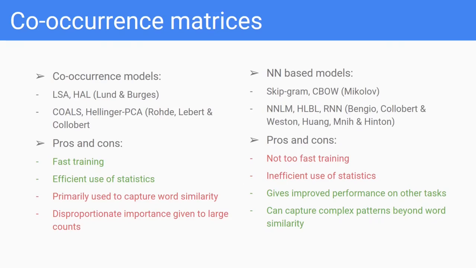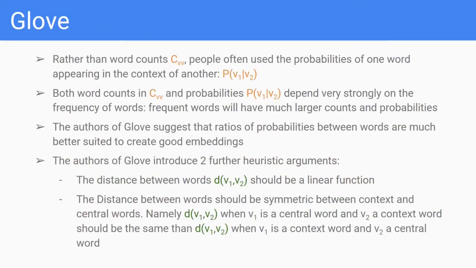An efficient use of statistics, again, I guess statisticians don't like that. But then it tends to have better performance when you plug it on another task. I will describe later what I mean by plugging another task when I talk about evaluating how good an embedding representation is. And then they can capture things that are more complex than simply word similarity. So they can capture meaning in the directions of the embedded space and so on.